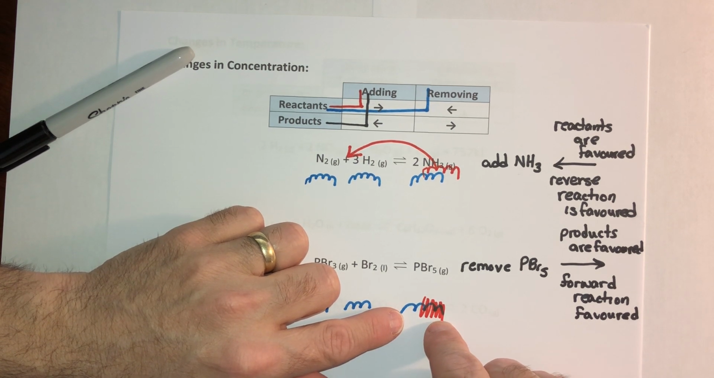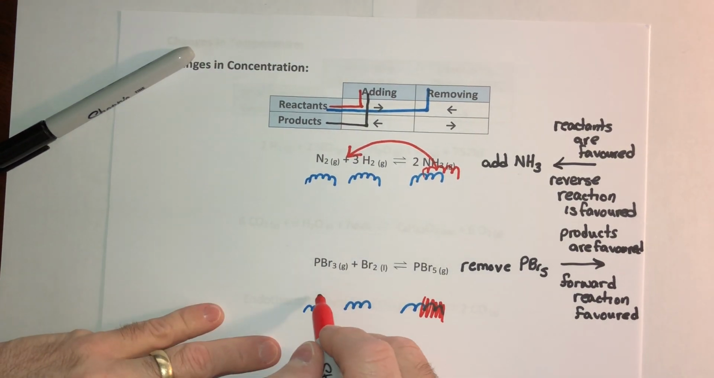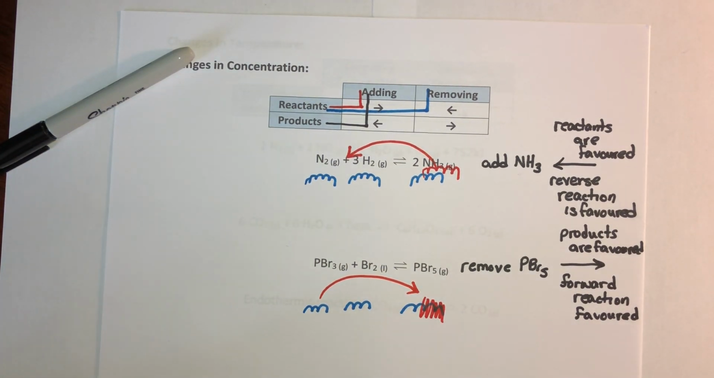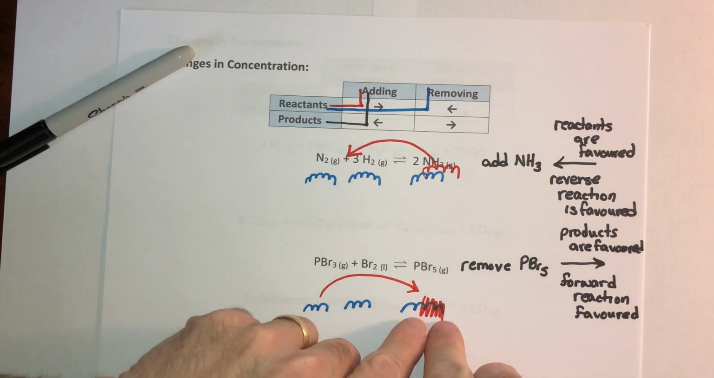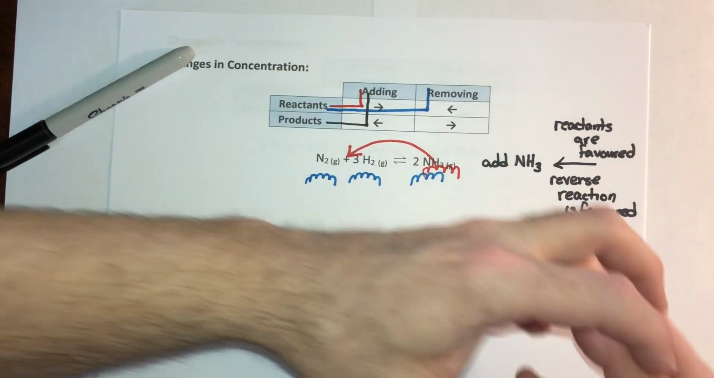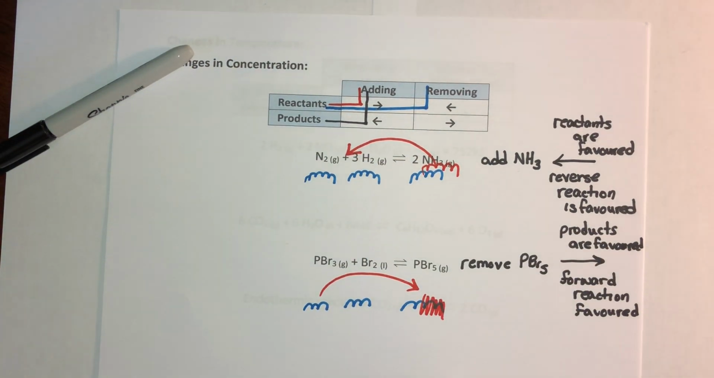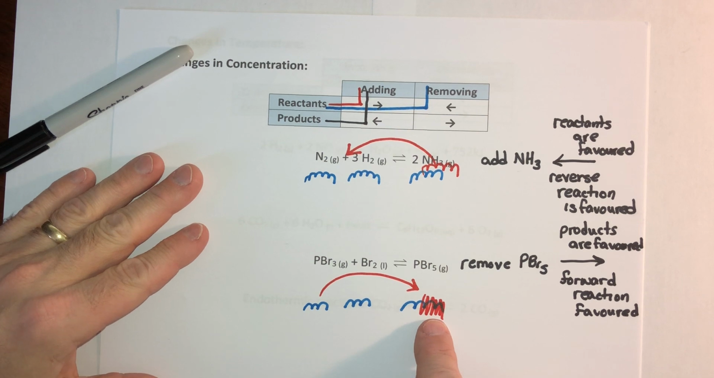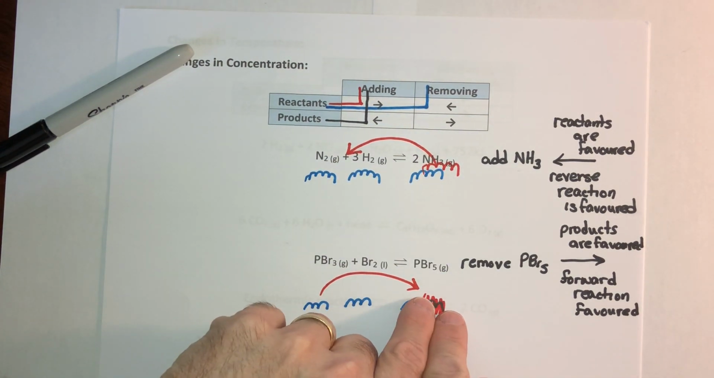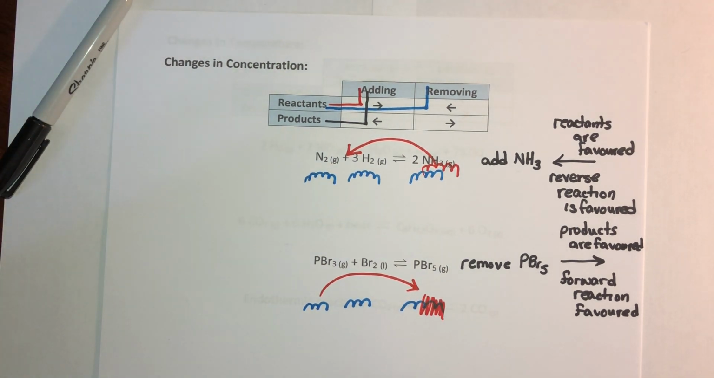How do you undo losing some of your product? Well, you got to make more. How do you make more product? You take some of your reactants and you turn them into products, right? Because I removed some. If you remove some of your product, how do you get it back? You take reactants and make more product. That's why it's the forward arrow, right? Because you're trying to replace what was lost. And the forward reaction, taking reactants and putting them together to make products, will replace what you lost. Okay, that is changes in concentration.